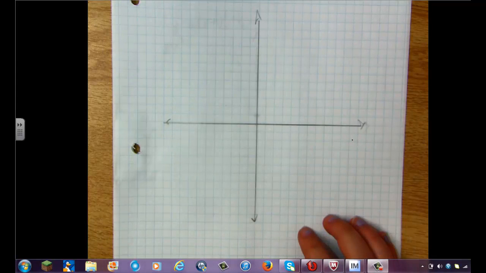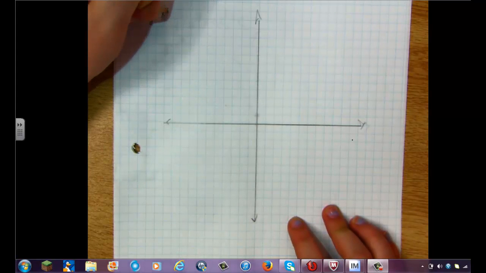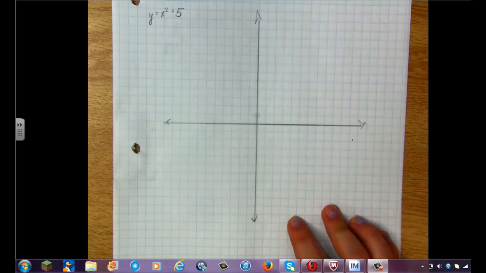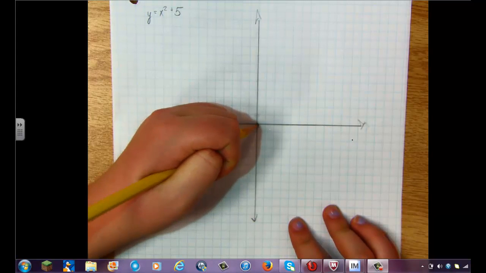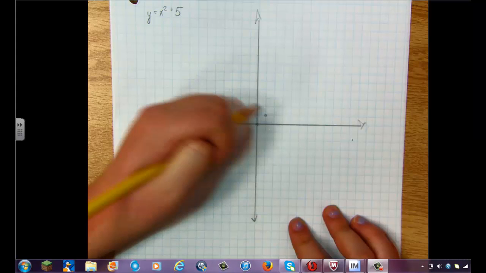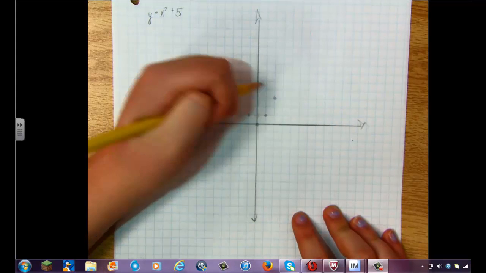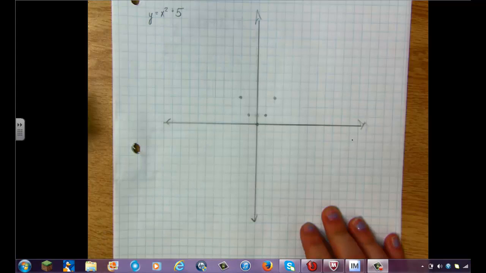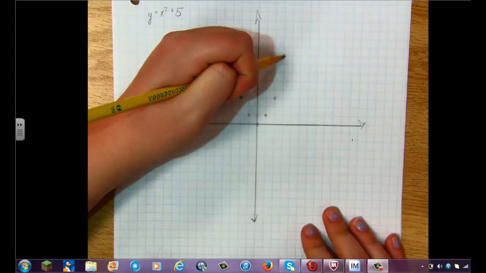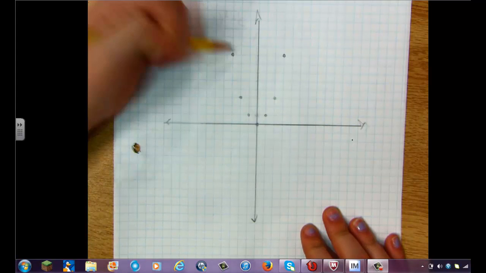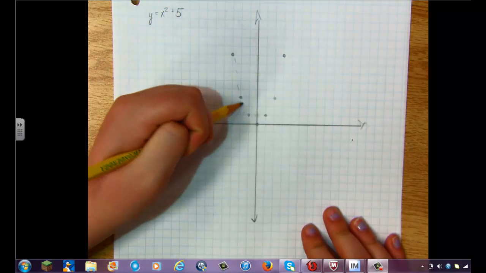If you translate the graph up by, for example, 5, you'd have y equals x squared plus 5. And for that, you would graph the parent graph. So it'd be 0, 0, 1, 1, negative 1, 1, 2, 4, negative 2, 4, and 3 squared would be 9, and negative 3 squared would be 9. And you just connect them with the dotted line to represent it being a parent graph.